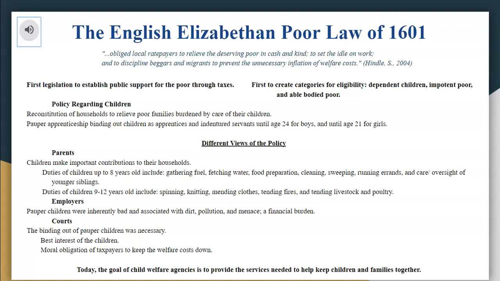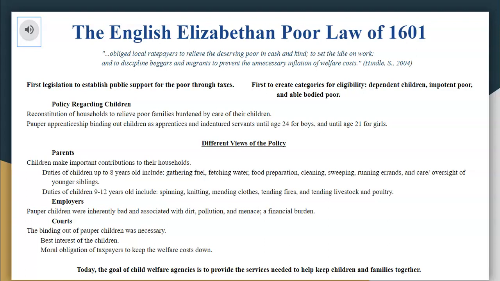The employers did not want the poor children because the poor were associated with filth, menace, and disobedience. The employers also felt that they were being forced to pay taxes as well as support the pauper children, which placed an unfair financial burden on them.